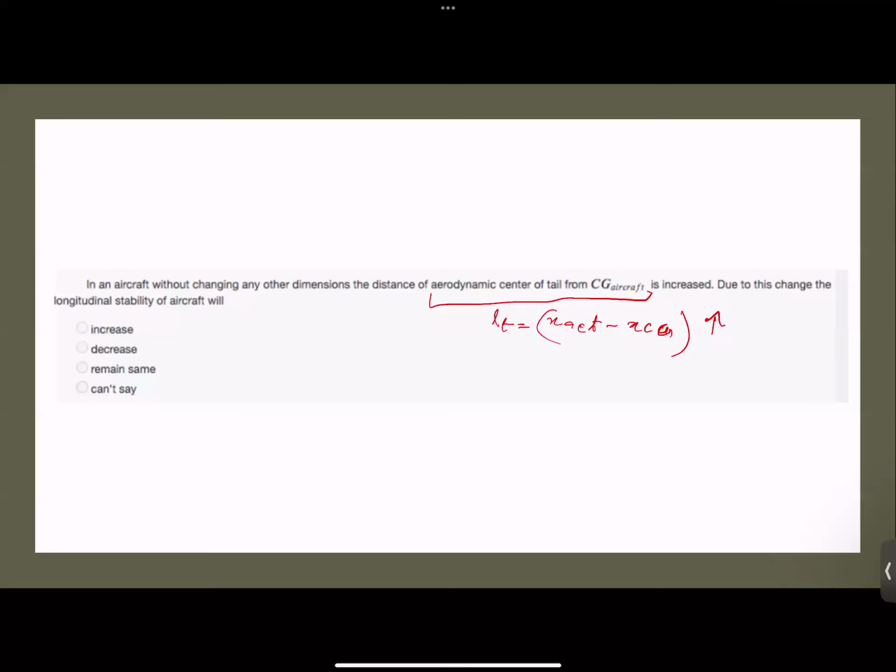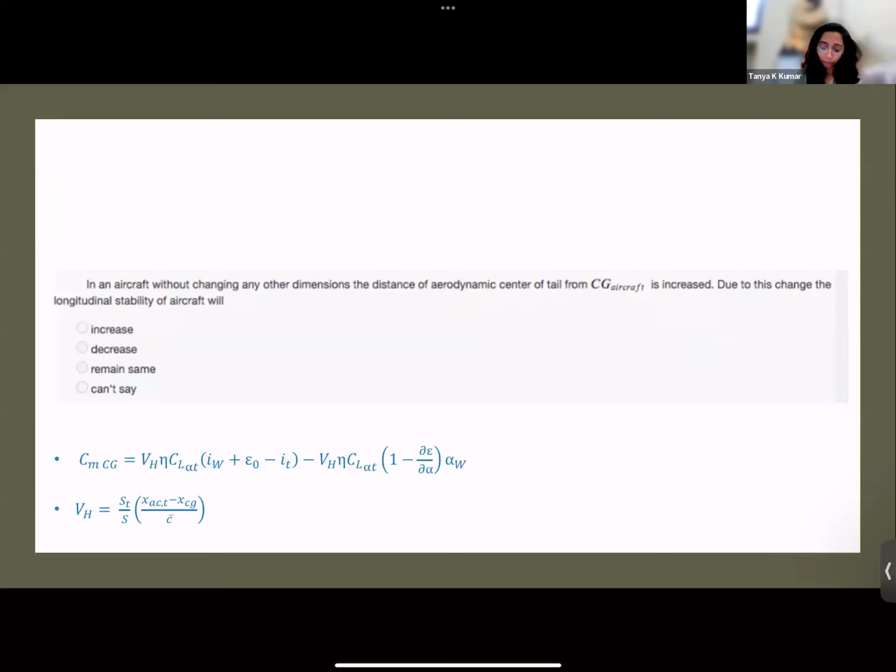It increases, correct. So let's just look at the formula. This was the formula of the CM at the CG. So we need to look at the stability. For stability, what do we look at? We look at the CM alpha. This is the contribution of the tail, right? Tail contribution. So this is the CM alpha of the tail.